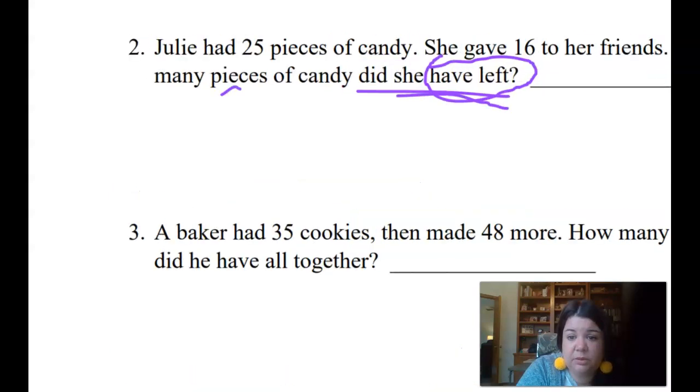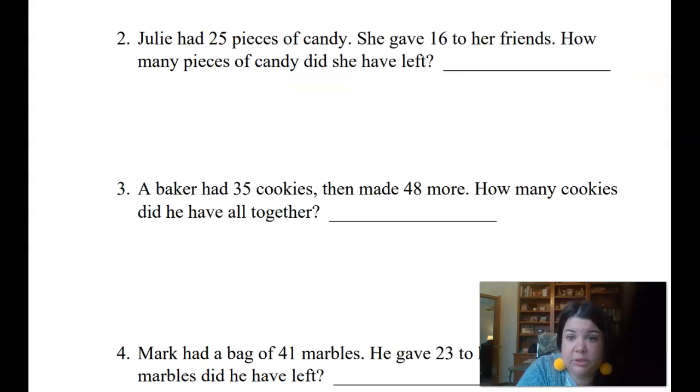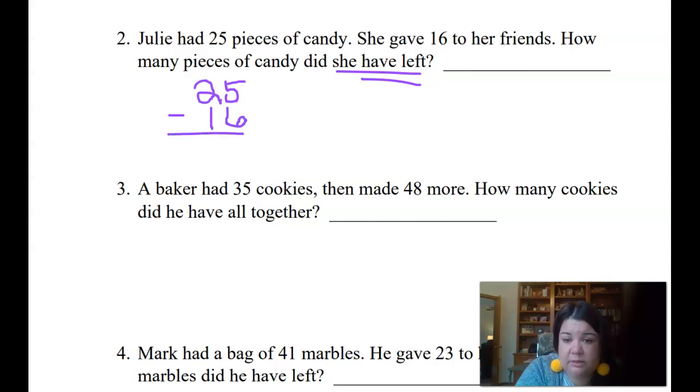She started. Oops. Oh, no. Oh, my screen went crazy for a second. Let's try this again. Okay. So, let me get my pencil to work. So, we put the total on top. 25. And then we said it's a subtraction problem here. Have left. We know that's a subtraction problem. So it's minus, and then the other number is 16. That's how many she gave away.